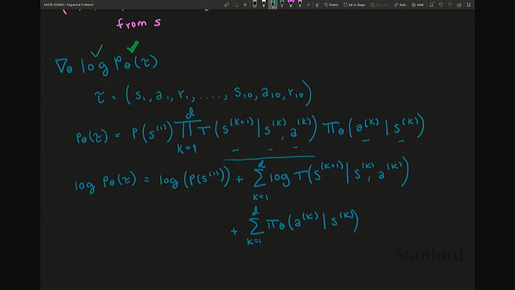And then the last thing that we need to do is we need to take the gradient. And this is where having a stochastic policy actually is going to make things easier. So when we take the gradient with respect to theta of both sides, we will see that all of the, yes? Should there be a log before the term? Yes, there should be a log before the term. Good catch.